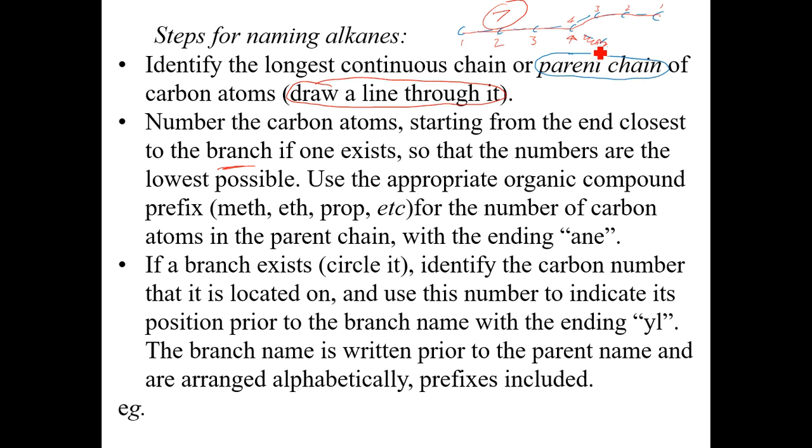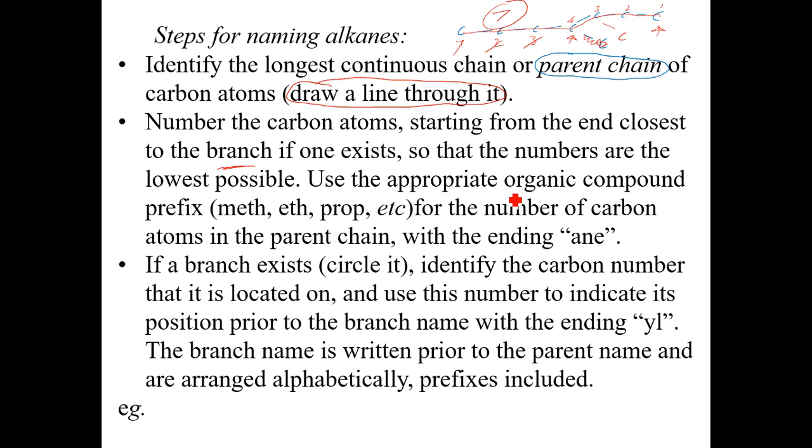If, for example, I had this branch here, now this branch is closest to this end. So this would be my carbon 1, 2, 3, 4, and now this would be 5, 6, and 7. So you do need to get the numbering straight as well.